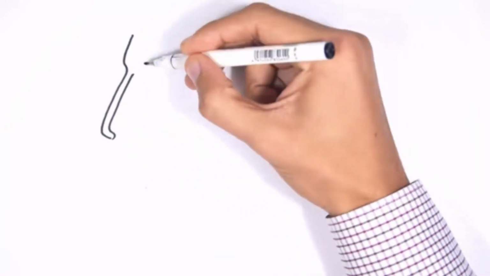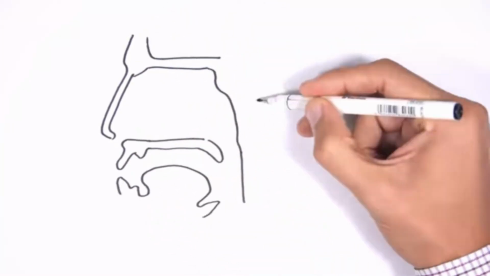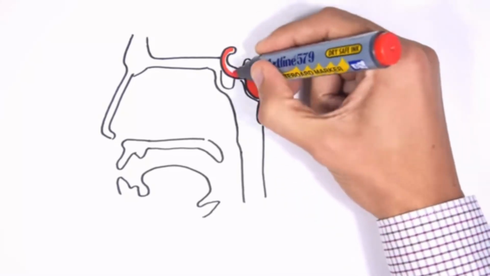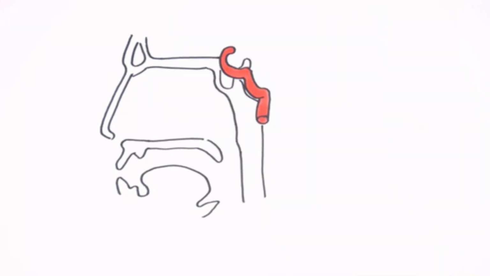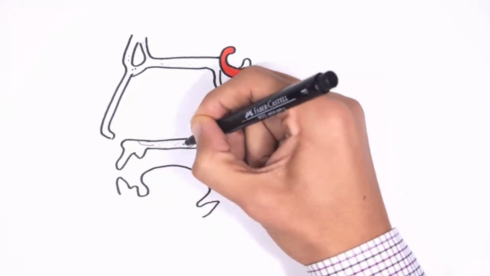Hello, in this video, we're going to talk about the clinical anatomy of the nasal cavity, focusing particularly on nosebleeds or epistaxis. Let us begin by cutting a cross-section of the nose and looking at the general structure and at the blood supply in the nasal cavity.